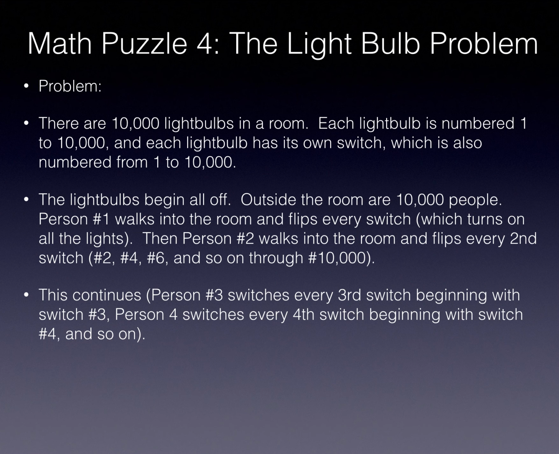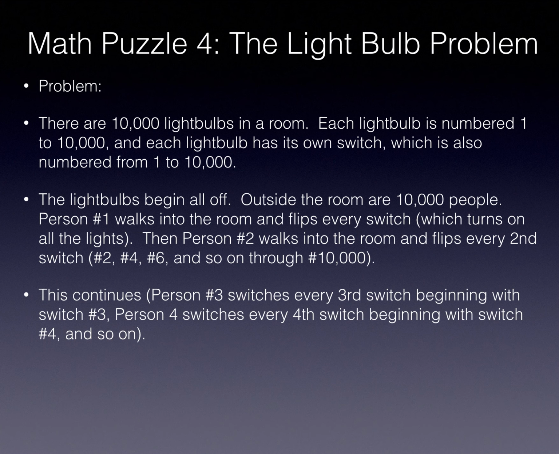There's 10,000 light bulbs in a room, and each light bulb is numbered 1 to 10,000, and each light bulb has its own switch, also numbered 1 to 10,000. And they all start off. Now outside the room, there are 10,000 people. And the way the problem works is the first person walks into the room and flips every switch, which turns all the light bulbs on.